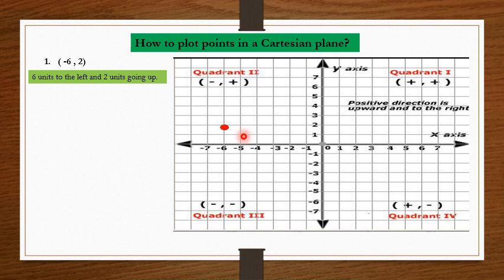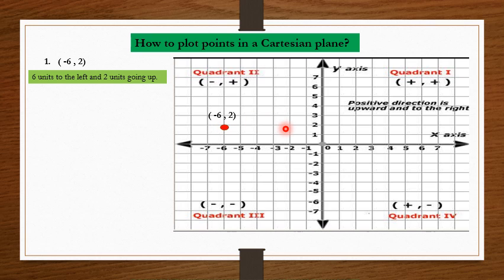But when you're going to describe it, you have to show the words, the answer for this one. 6 units to the left from the origin. 1, 2, 3, 4, 5, 6. That is 6 units to the left. Then 2 units going up because that's positive. 1, 2. So the point is here.